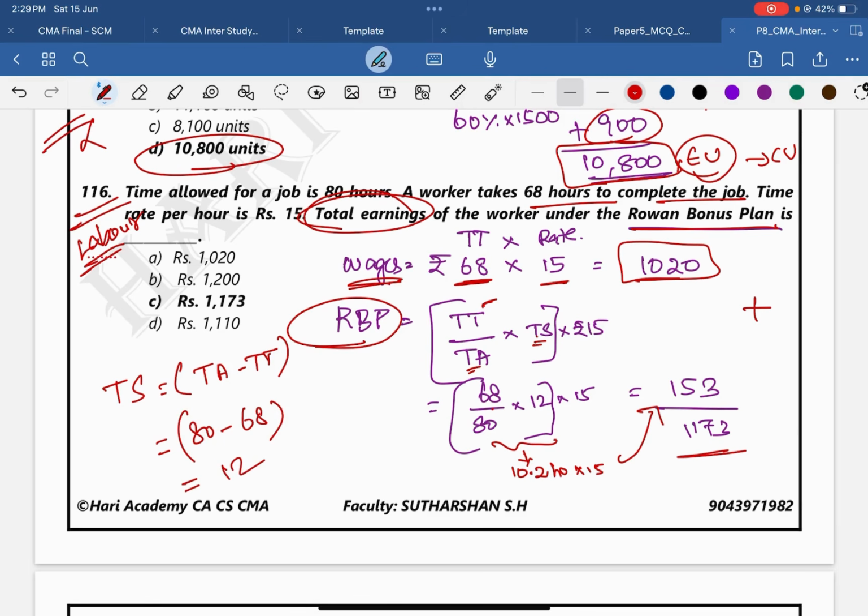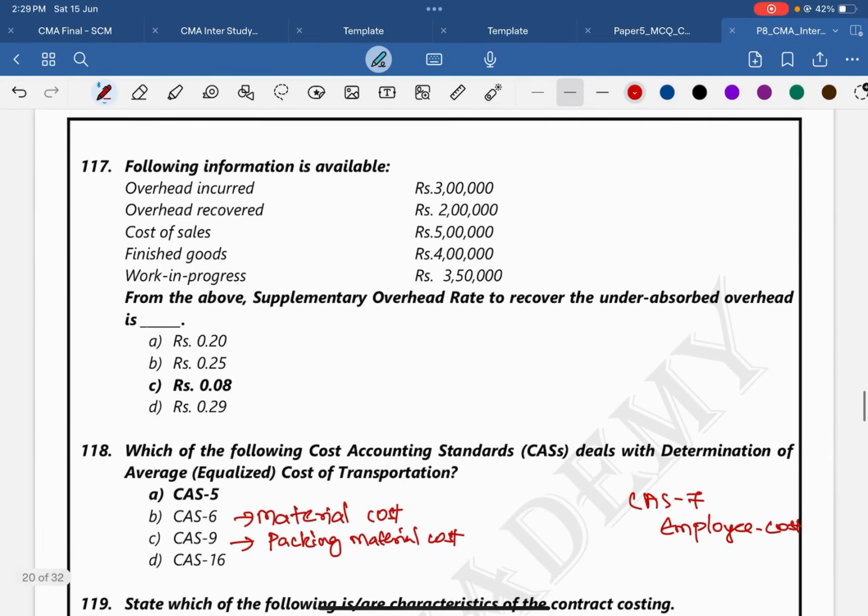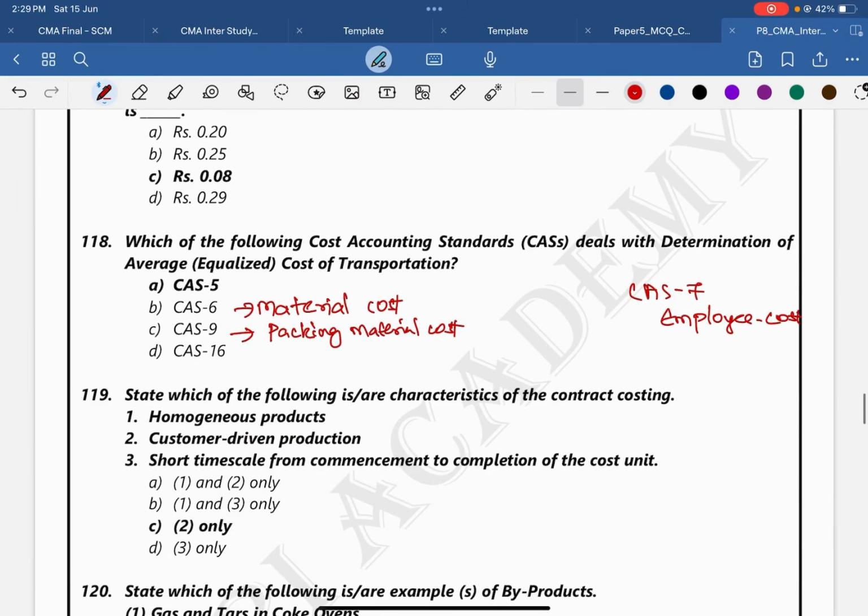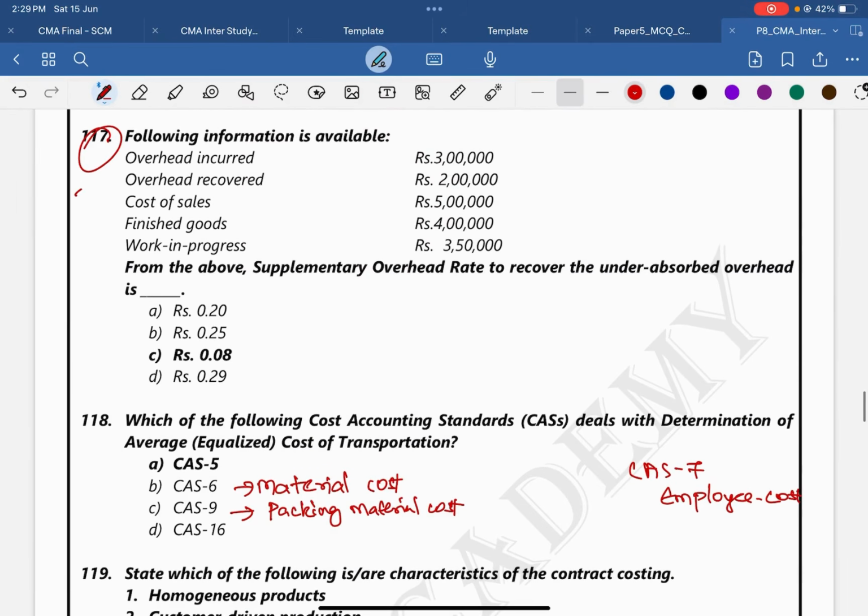Then time taken divided by time allowed into time saved. Time taken is 68, time allowed is 80, into 12. You will get 10.2 and then multiply by rupees 15. You will get 153. If you add this 1,020, you will get 1,173. Then the 117th question, we will see it later. We will keep this part pending and see it later.